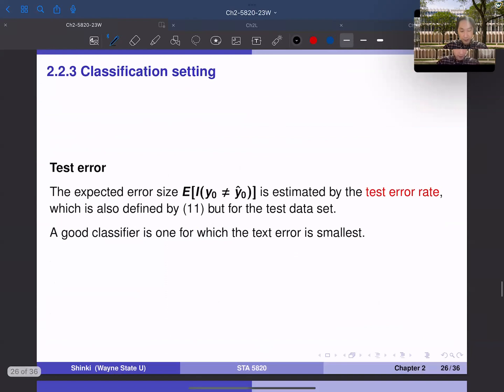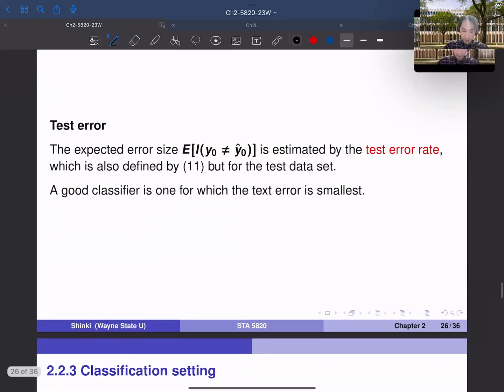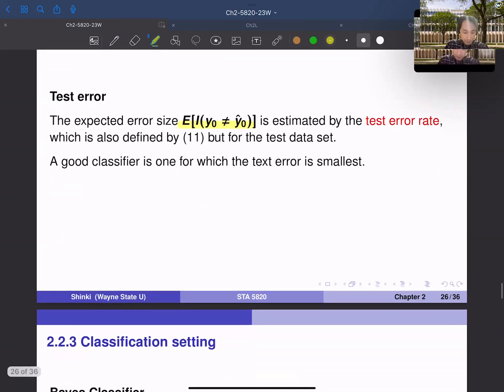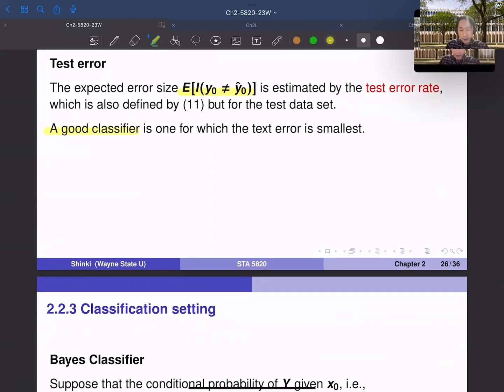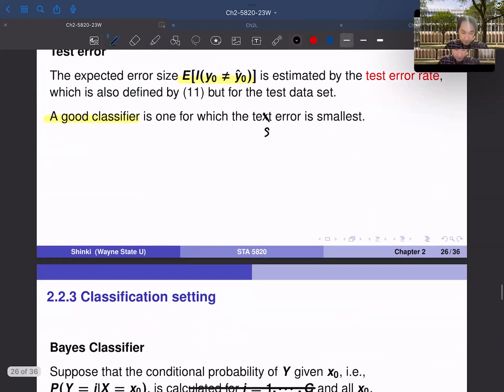So in reality, we have to use the validation approach. We prepare a training set and a test set, we determine the model with the training set, and we evaluate the error size with the test set. That is conceptually expressed as the expected value of this error rate. So a good classifier is the one whose test error is smallest.